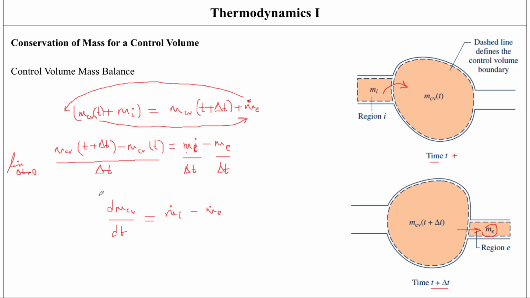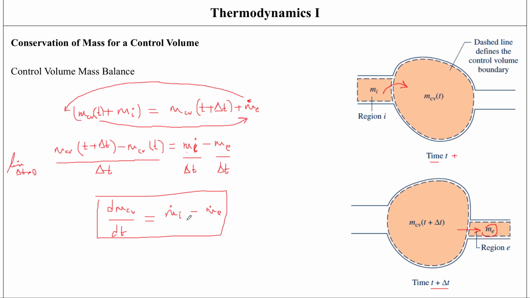So this is the expression that I get, where the term on the left hand side denotes the time rate of change of mass within the control volume, and mi dot is the inlet mass flow rate, and me dot is the exit mass flow rate. Okay, so this is called mass flow rate.